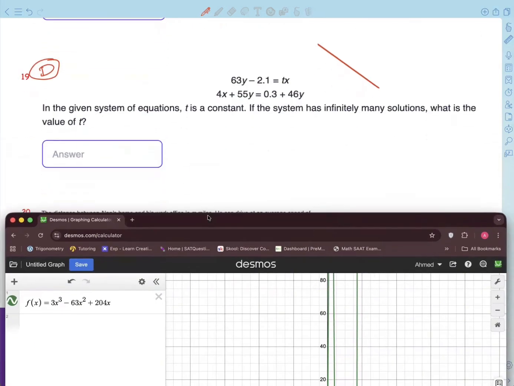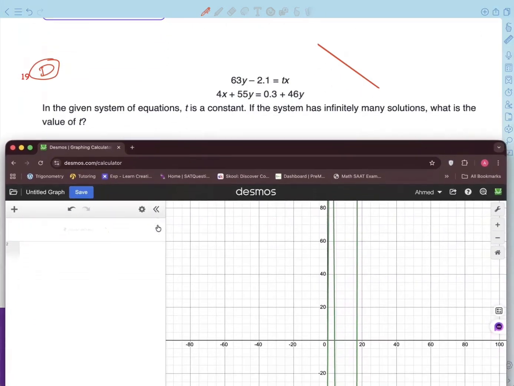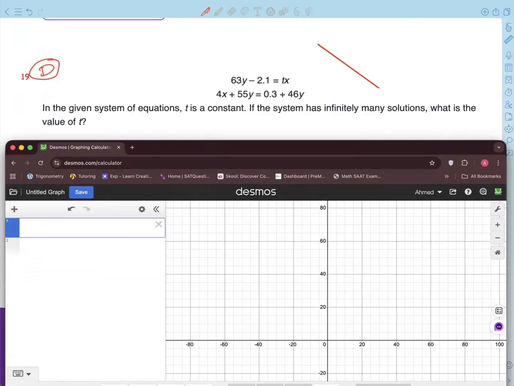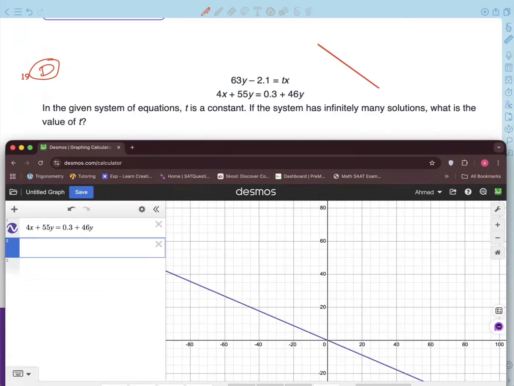This is the previous one. We have the second equation, it's 4x plus 55y equals 0.3 plus 46y. This is the first one. The second one is 63y minus 2.1 equals tx. And now we add a slider for t. Yes, add the slider for t.